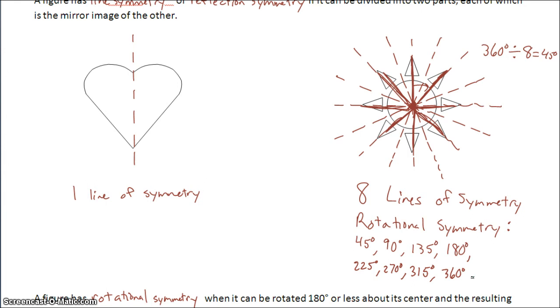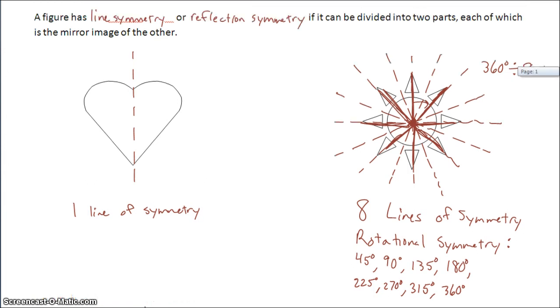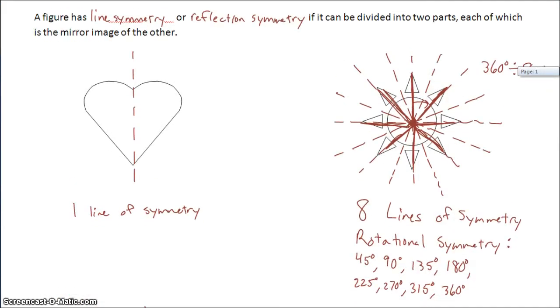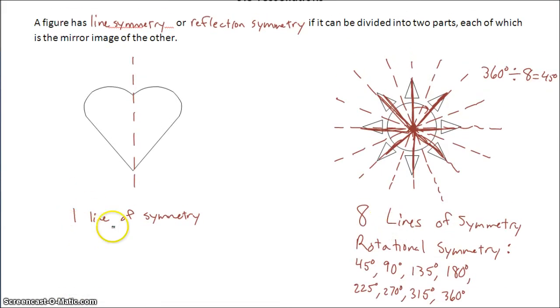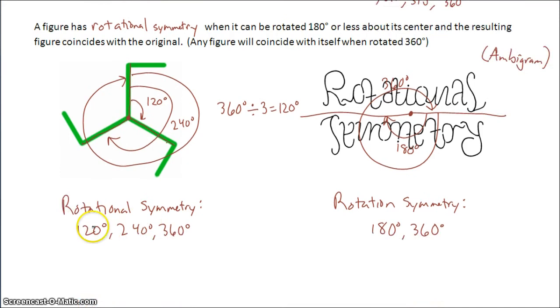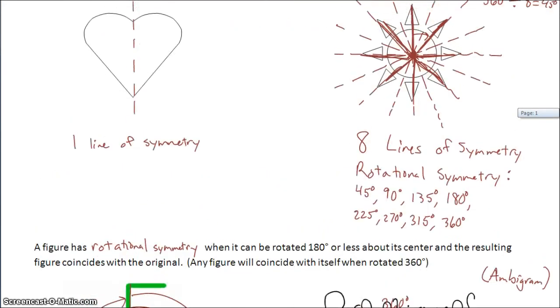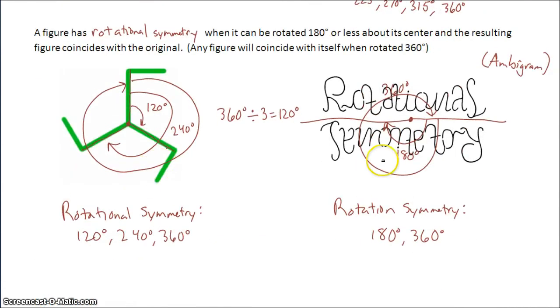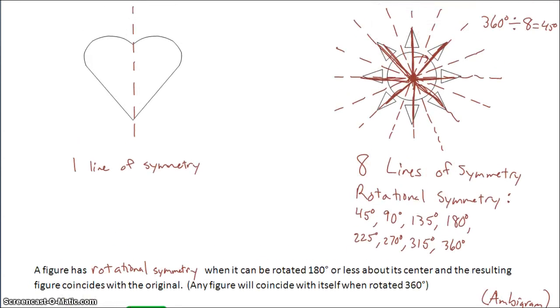So the two types of symmetry are line symmetry and rotational symmetry. Line symmetry is identified by how many lines of symmetry we have. Rotational symmetry is identified by degrees. Some objects have only line symmetry, some objects have only rotational symmetry, and some objects have both line symmetry and rotational symmetry.